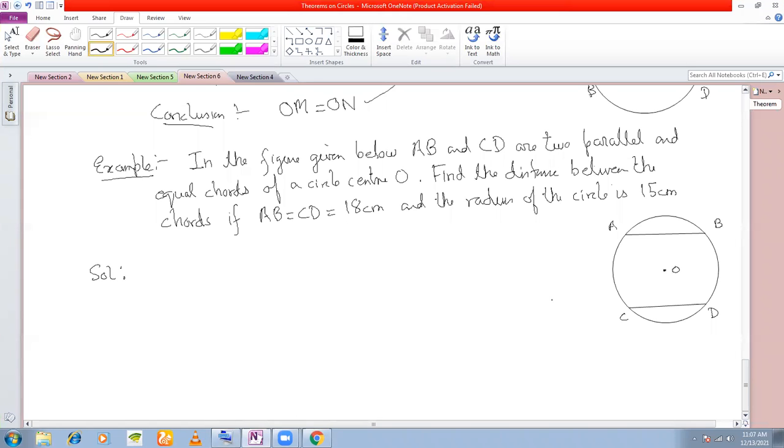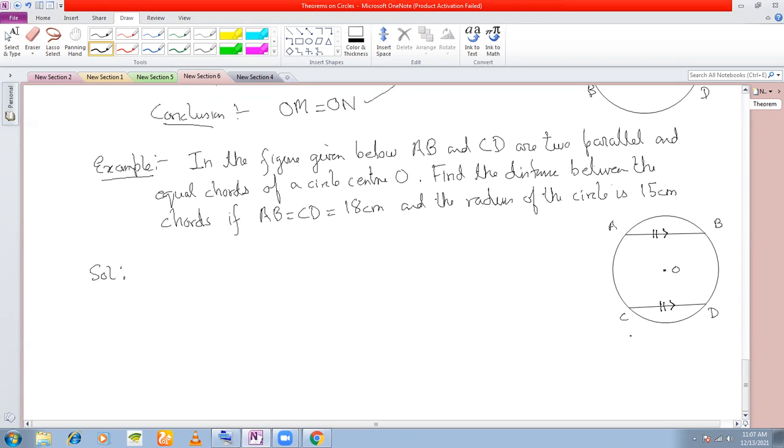In this figure given below, AB and CD are two parallel chords. So these two are parallel, so we'll mark it here. We'll read out the diagram, obviously. And we'll mark these two as parallel lines. They are equal chords of a circle with center O. So center O is given to you. They are parallel and also equal chords. Okay, so let's mark them to be equal also.